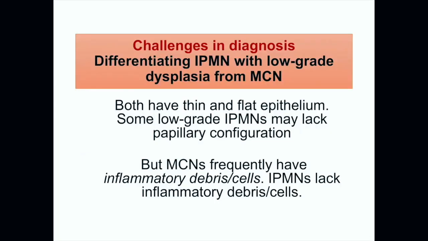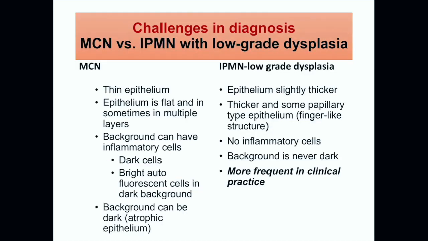Here are some challenges in differentiating cyst types based on endomicroscopy. The first is differentiating IPMN with low-grade dysplasia from mucinous cystic neoplasm. As stated before, both have thin and flat epithelium. Some low-grade IPMNs may lack the typical papillary configuration. To compare, MCNs have a thin epithelium. The epithelium is flat, sometimes in very thin layers.